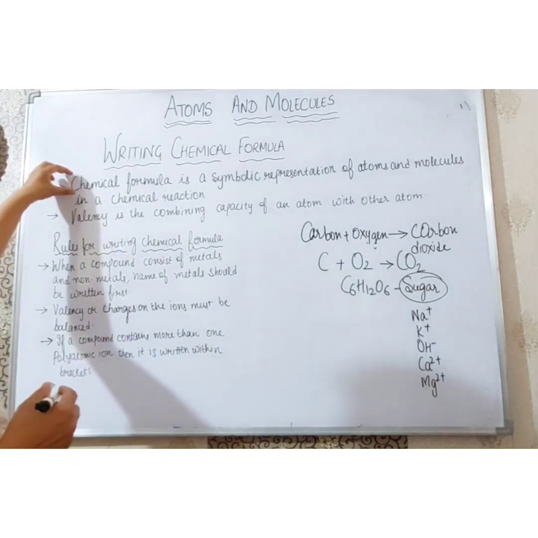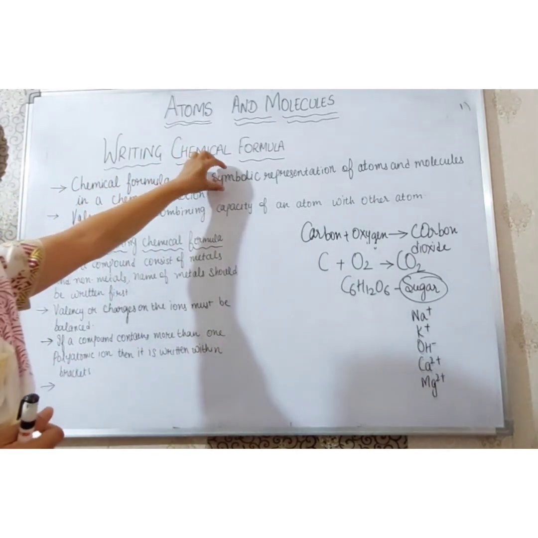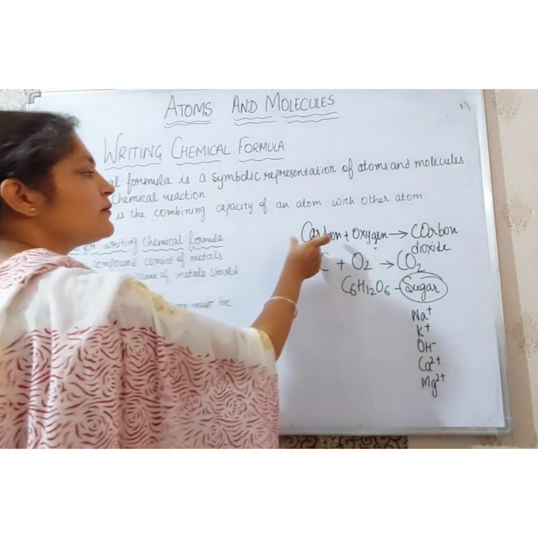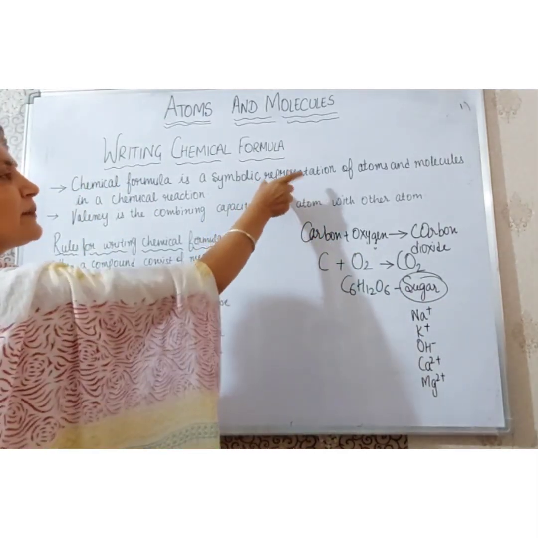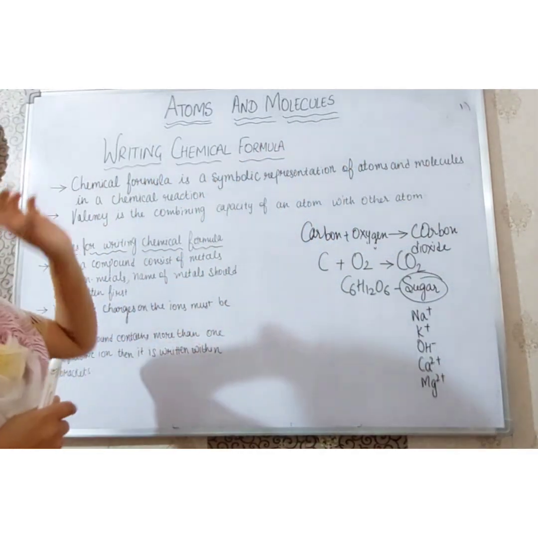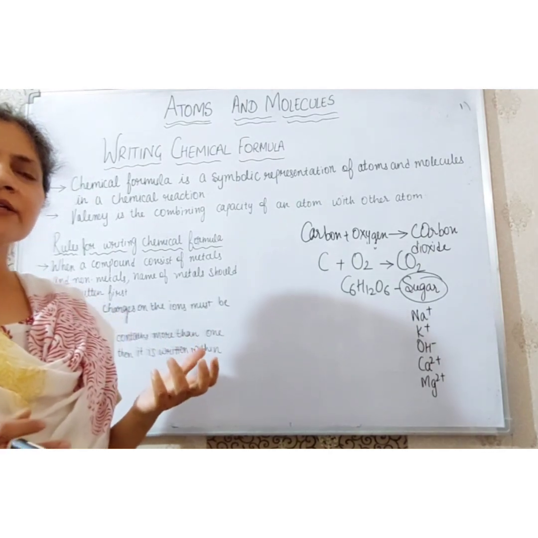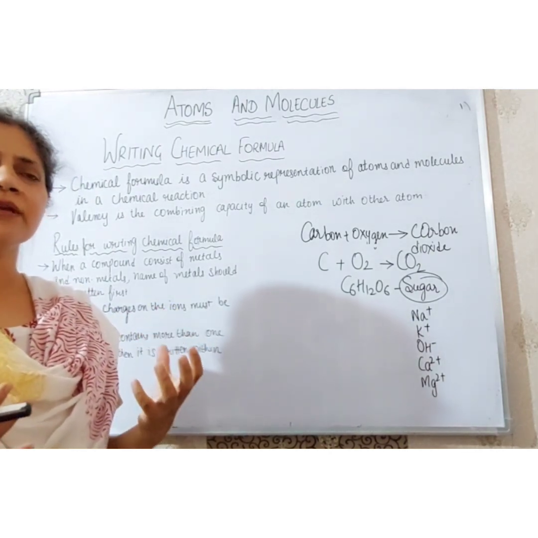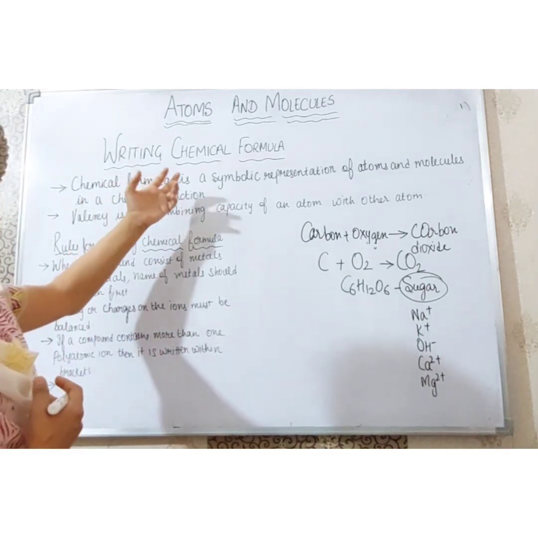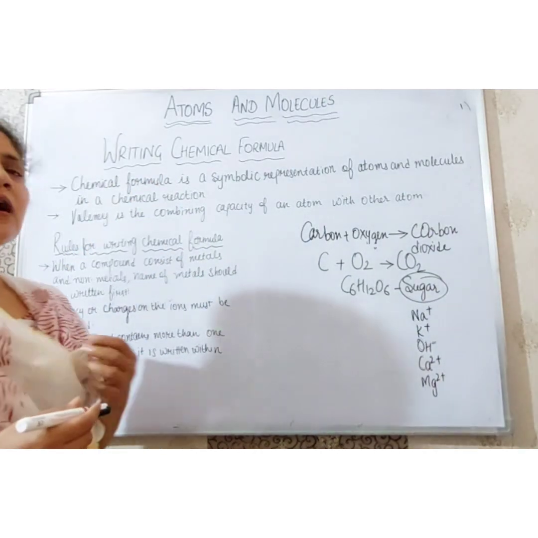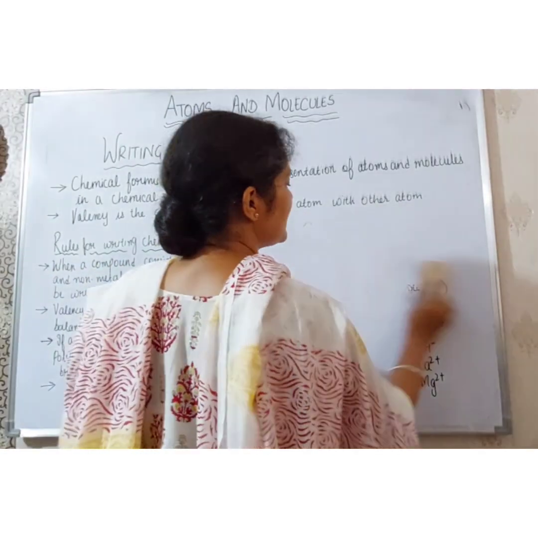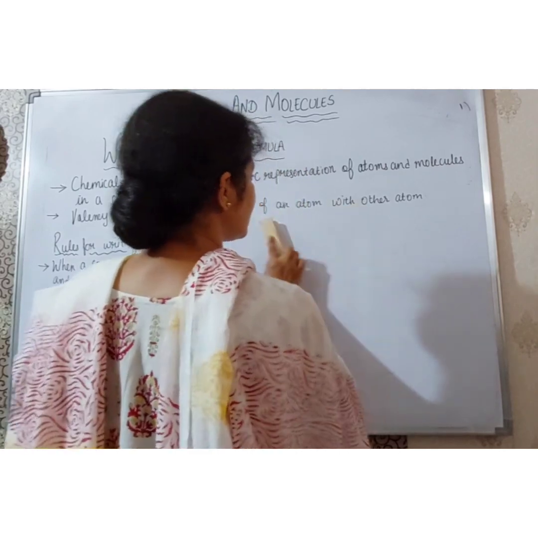So what is a chemical formula? It is a symbolic representation. We write symbols instead of the full name. It is the symbolic representation of atoms and molecules in a chemical reaction. In any chemical reaction, when we symbolically represent the atoms and molecules, it is known as the chemical formula. So students, how we can combine these atoms and molecules and make the chemical formula, we will discuss.